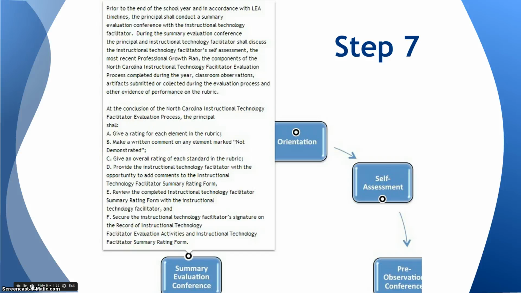You review the required summary rating form that you've completed with the Instructional Technology Facilitator. Part of this process also includes the ITF having the opportunity to comment, and then you and the ITF sign off on the process. Now, before I leave this step and go to the last step, one more thing that I'd like to note about the ratings and determining the ratings is that if the ITF is rated developing or not demonstrated, then the evaluator should strongly encourage the development of a goal to address the area where proficiency is not achieved. This could be noted in the ITF's PGP or PDP.